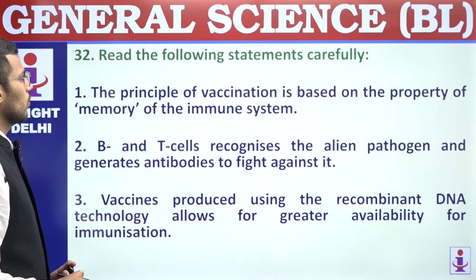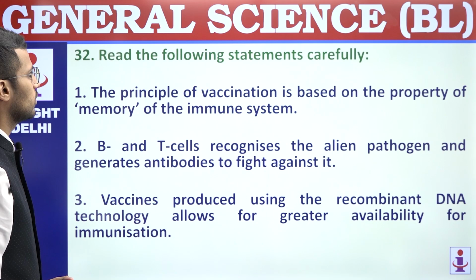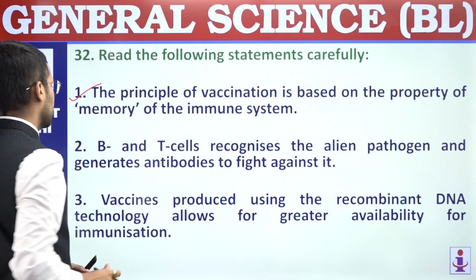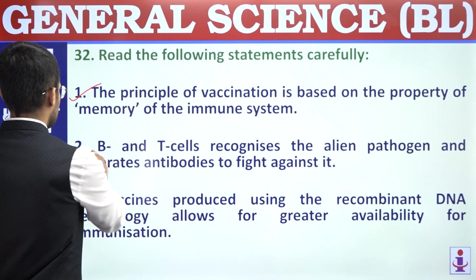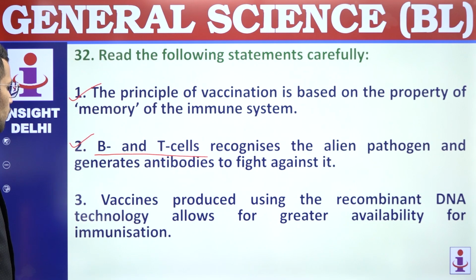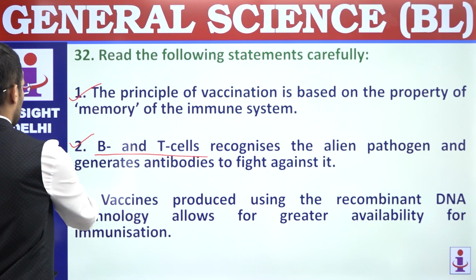32. Read the following statements carefully. First, the principle of vaccination is based on the property of memory of immune system. Correct statement. Second, B and T cells recognize the alien pathogen and generate antibodies to fight against it. Right? So that is the most important role of B and T cells. Third, vaccines produced using the recombinant DNA technology allow for greater availability for immunization, right? So this is also a correct statement.